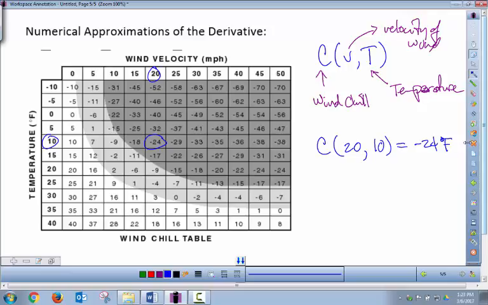If Fahrenheit, the other table for homework is in Celsius. Oh, and that's like going to kill you. Negative 24 C. Yeah, that's really cool.